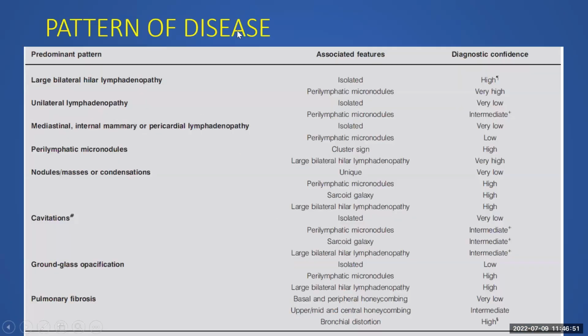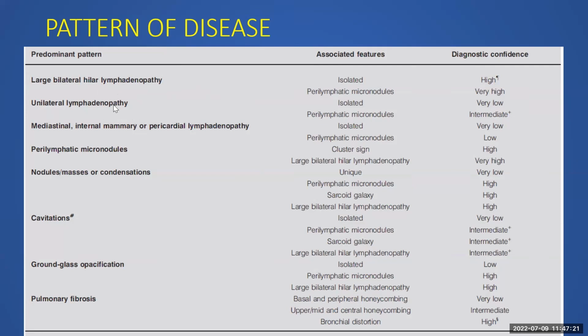So here's a nice chart which tells you, when you look at individual findings, what the diagnostic confidence of sarcoidosis is. Large bilateral hilar adenopathy is a classical description. Even just bilateral hilar adenopathy, when you see it in isolation, the diagnostic confidence for sarcoid is very high. The third column there is the diagnostic confidence for sarcoidosis.